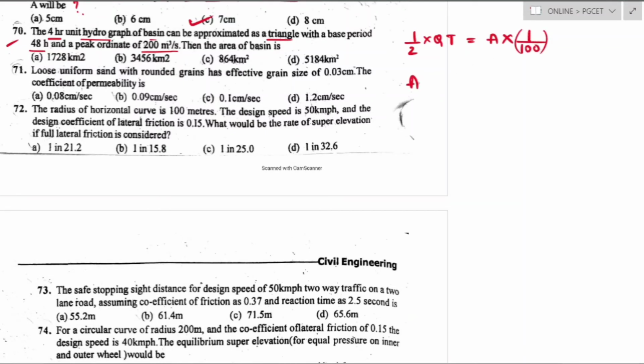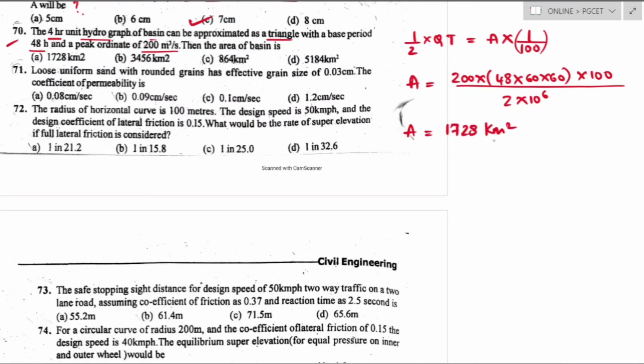That is, area of the given basin is equal to 200 multiplied by 48 hours × 60 minutes × 60 seconds multiplied by 100 divided by 2 into 10 to the power of 6. Therefore, area of the given basin for the given unit hydrograph is 1728 kilometer square. So option A is the right answer.